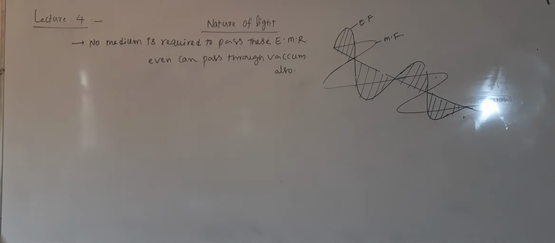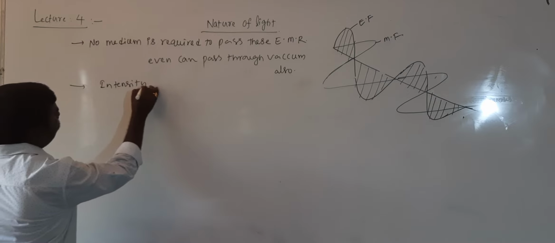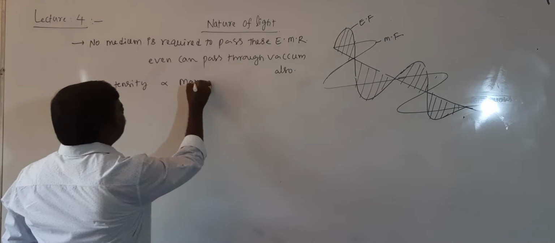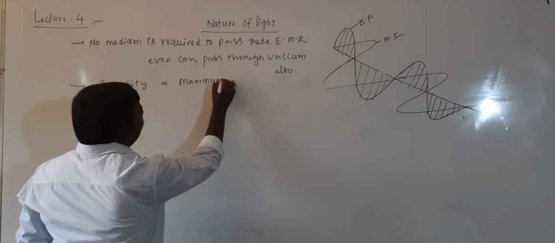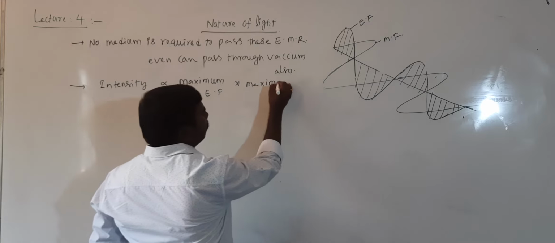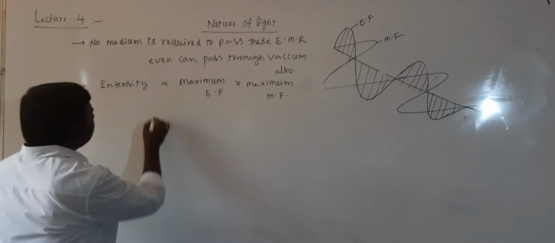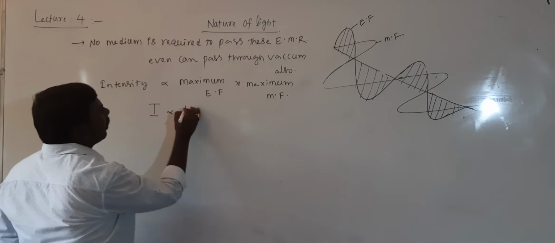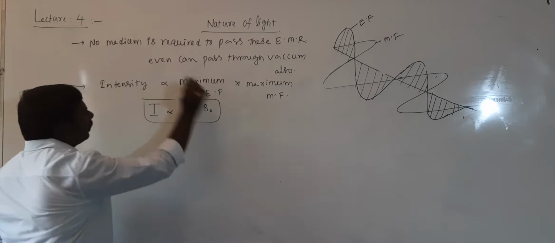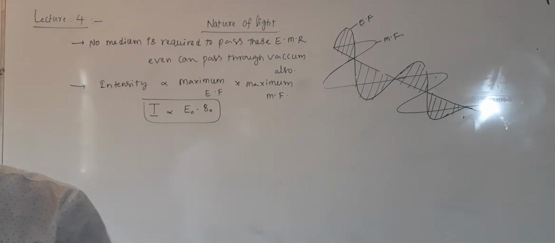Next, the intensity of light. Intensity of light is directly proportional to the maximum electric field strength times the maximum magnetic field strength. It is indicated as I is directly proportional to electric field into magnetic field. So this is the wave nature.